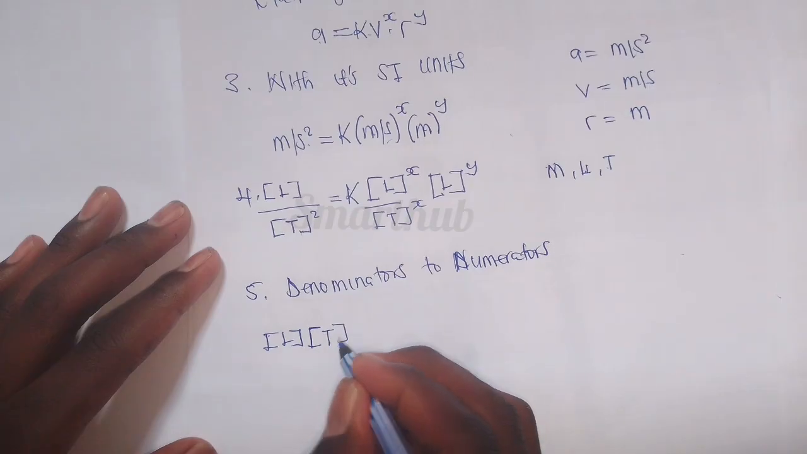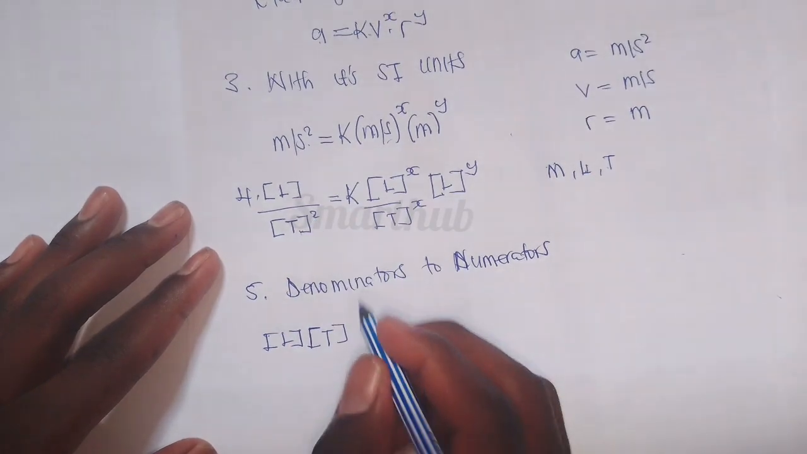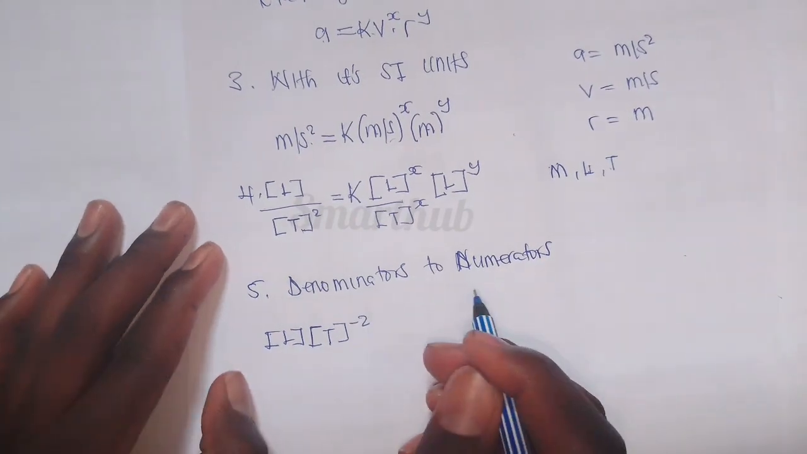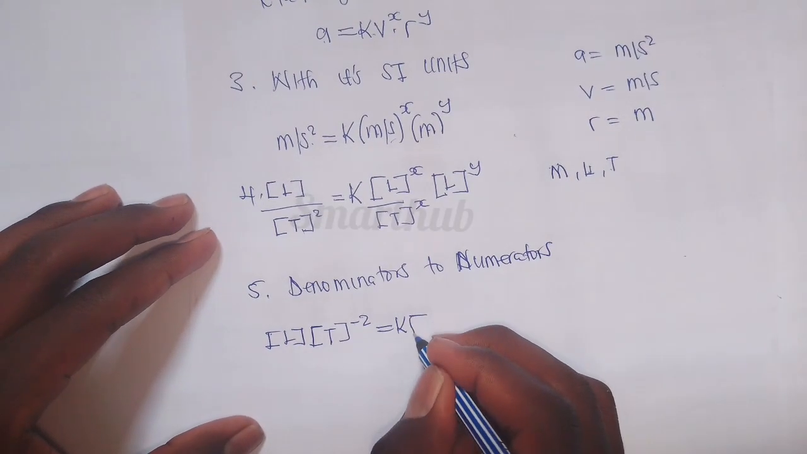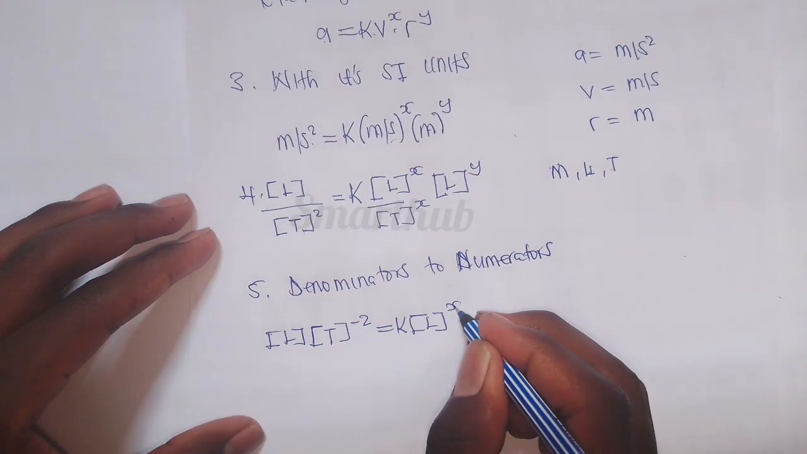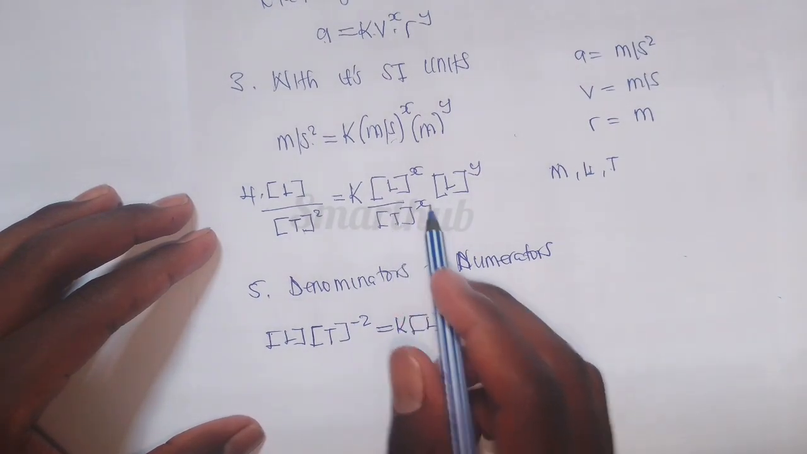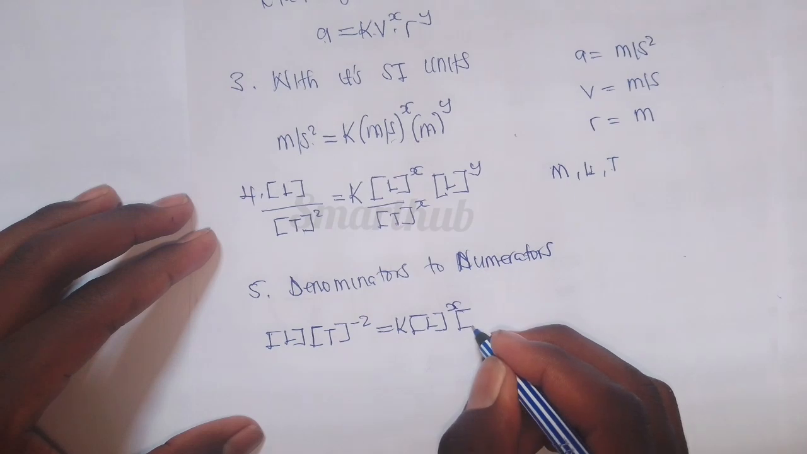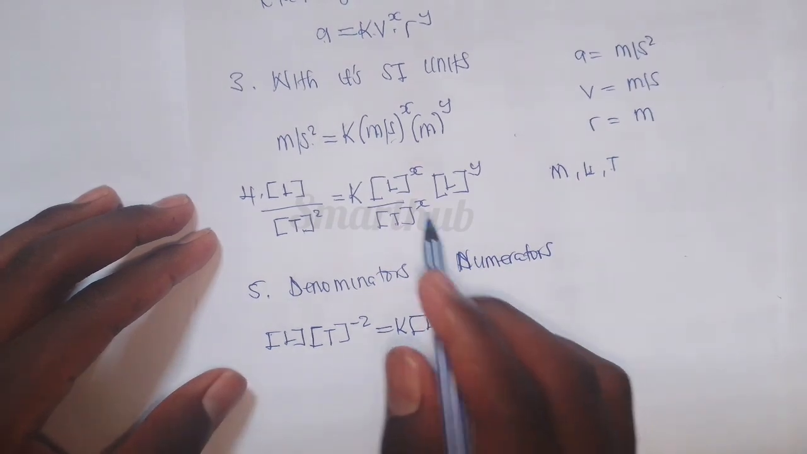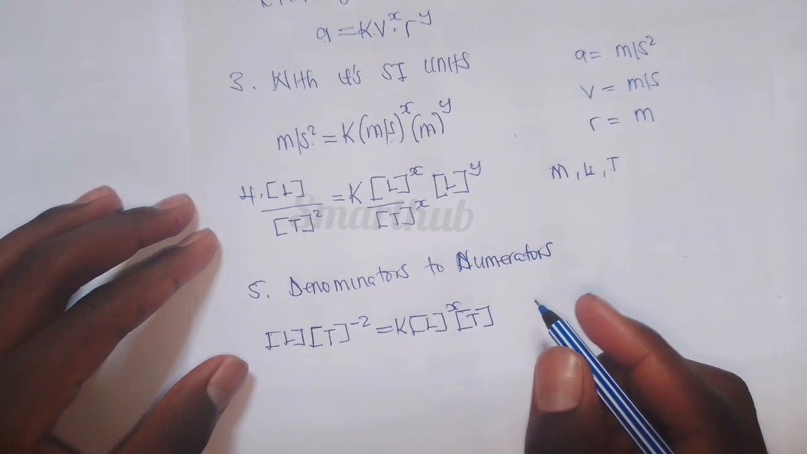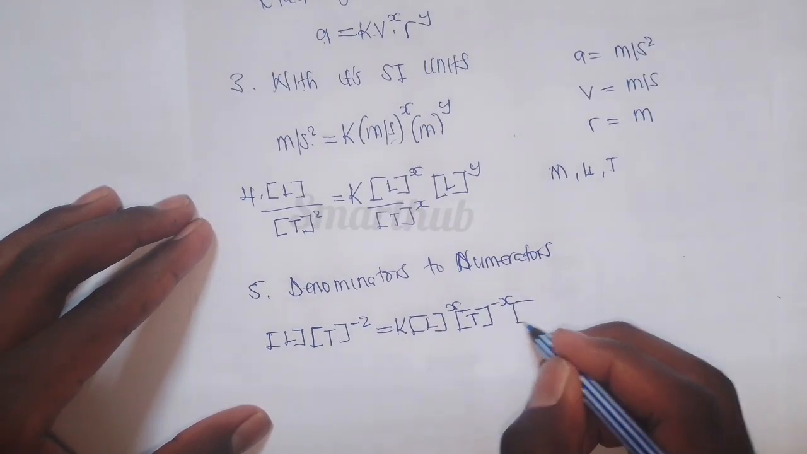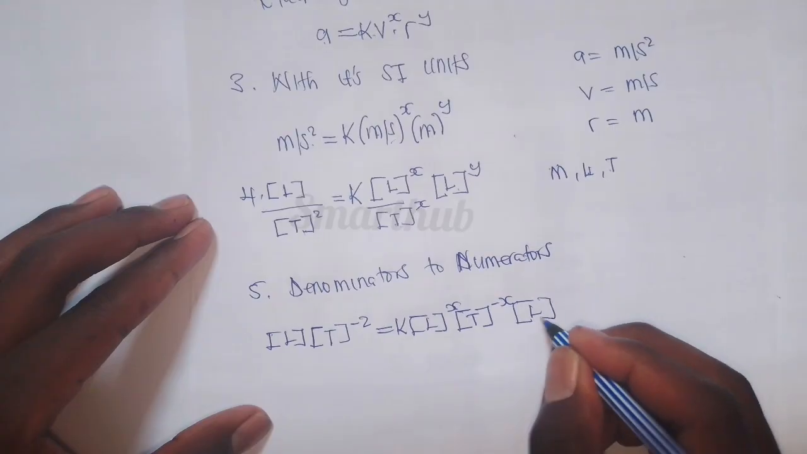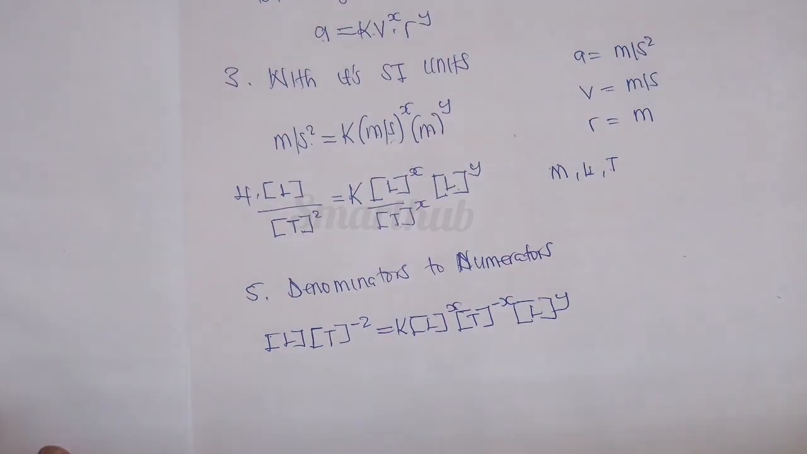It is positive 2, so on top it's going to become to the power negative 2 is equal to constant length to the power x. This denominator is going to become the numerator. So this x again is going to become negative x, like that. Then we also have length here to the power y. As simple as that. Okay, what's next?